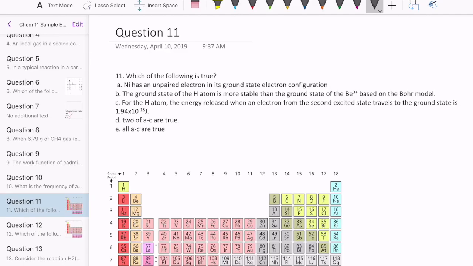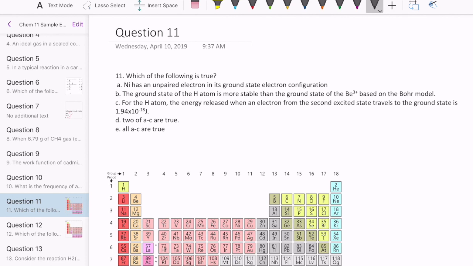Let's look at question 11 in sample exam 3 Chem 11. This question is just about various ideas in quantum mechanics, a lot of it having to do with electron configuration or the Bohr model. So we're going to look through all of these questions one by one. It's just saying which of the following is true.